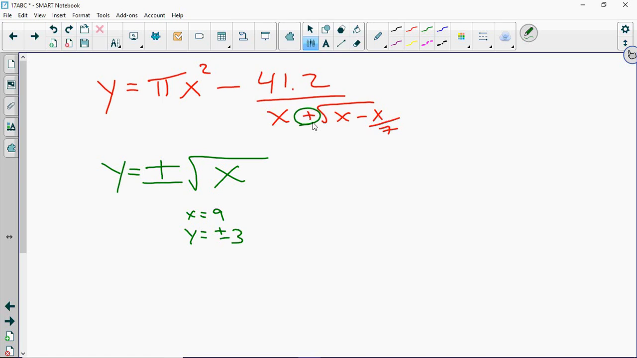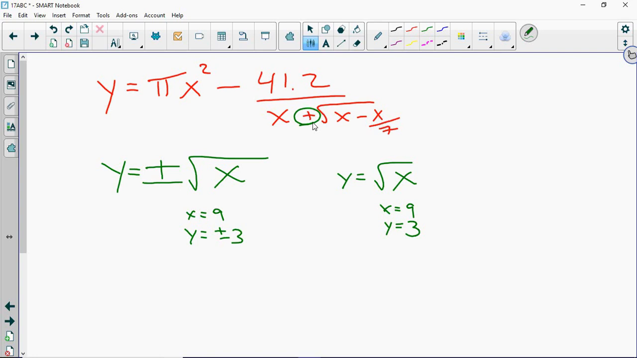However, if I just write y equals square root of x, we always interpret that to mean the positive square root of x. So in this case, if x is equal to 9, y is only equal to 3. This one is a function.